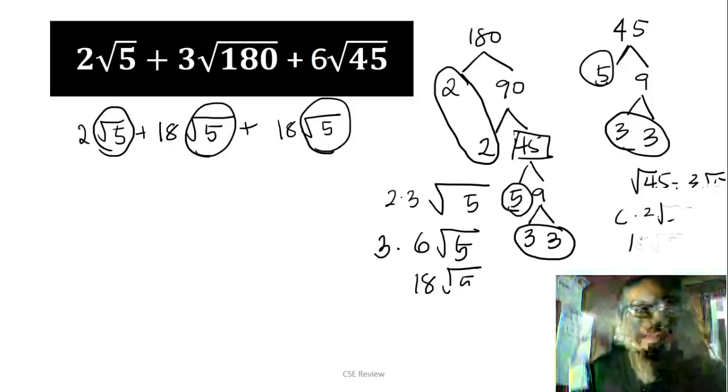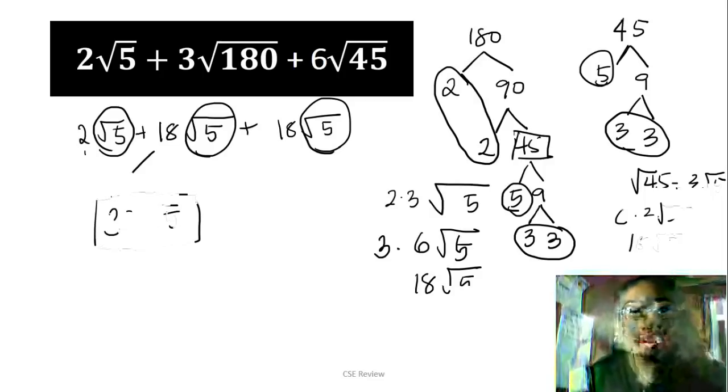So, you have 2 plus 18, or sa chunking natin, di ba? This is just 20 plus 18. This becomes 38 square root of 5. And that is your answer. I hope you got that right too.